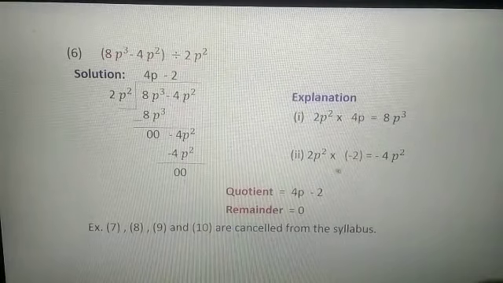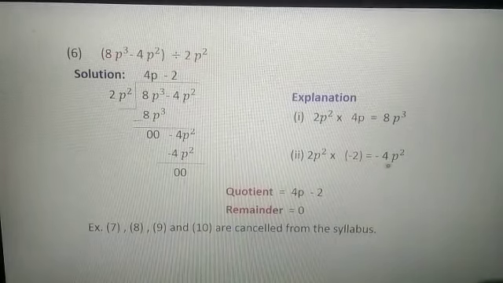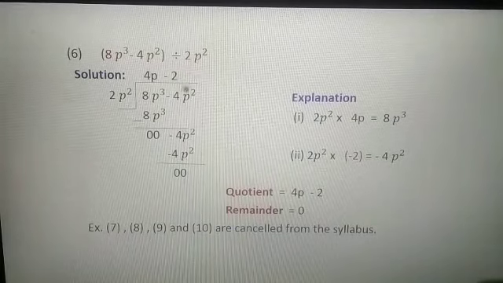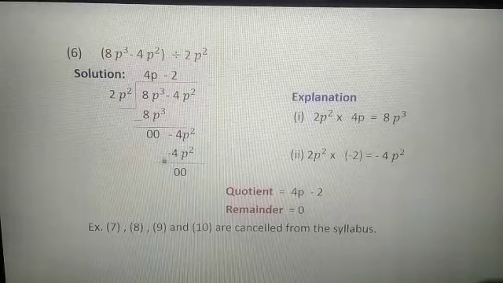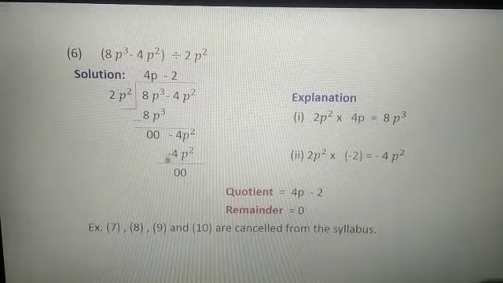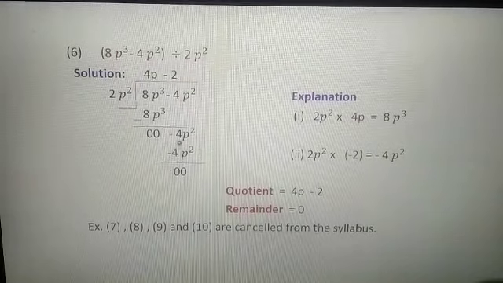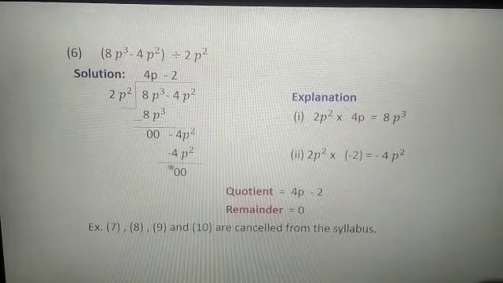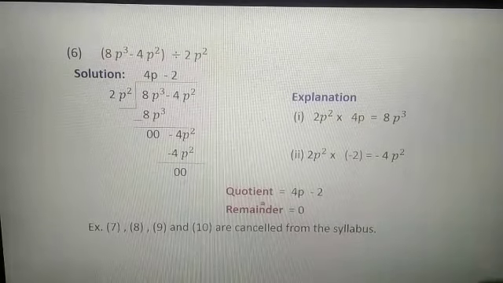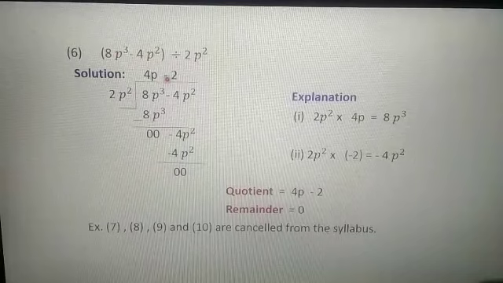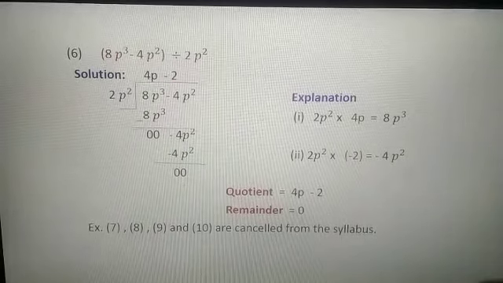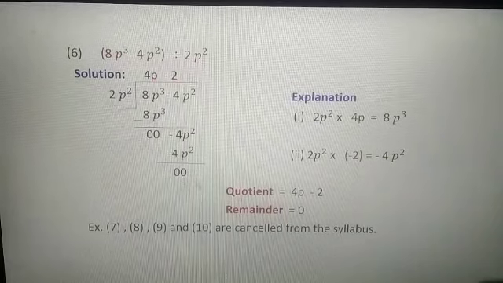Now 2p square is multiplied with minus 2 to get minus 4p square. This we will write in the explanation, and minus 2 is your quotient now for the second term. So minus 4p square, and here we get minus 4p square. So this sign will change and here we will write plus, so that minus 4p square and plus 4p square get cancelled and we get remainder as 0. So what is the quotient, children? 4p minus 2 is the quotient and remainder is 0. Okay, so quotient is 4p minus 2, remainder is 0.